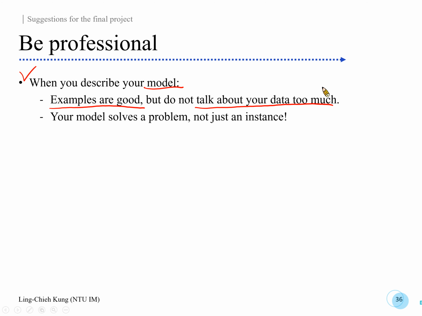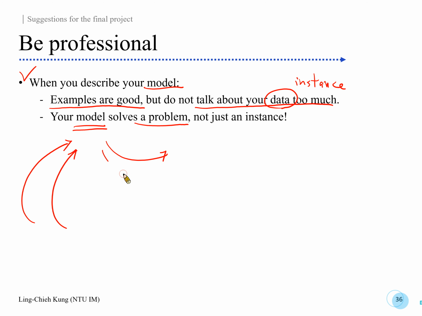Okay, so when you want to describe your model, examples are good, but don't talk too much about your data. Why is that? Because a set of data means a problem instance. But your solution is useful because it solves a problem. Whenever you enter one instance, it gives you a plan. You insert another instance, it's going to give you another plan, right? Your model is valuable because it is a solution. It's not just a report, okay?